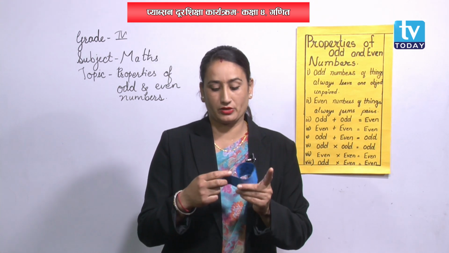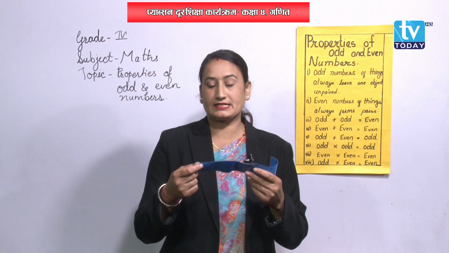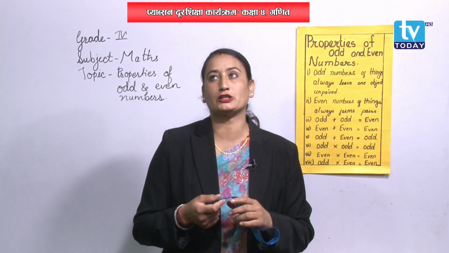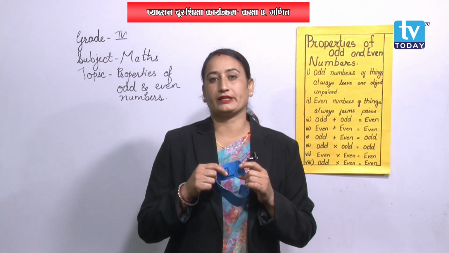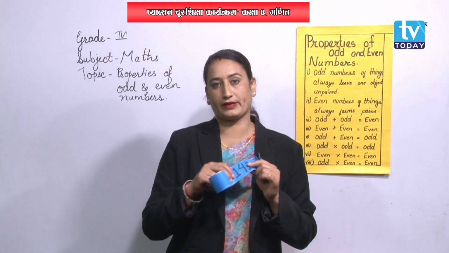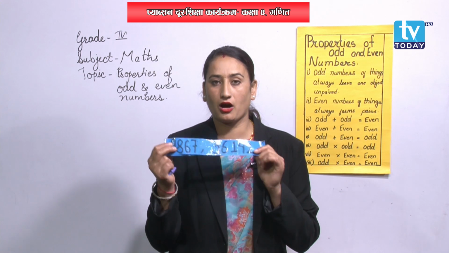And here the next question is 36,142. Which digit is at the last? There is 2. So we can say it is an odd number.